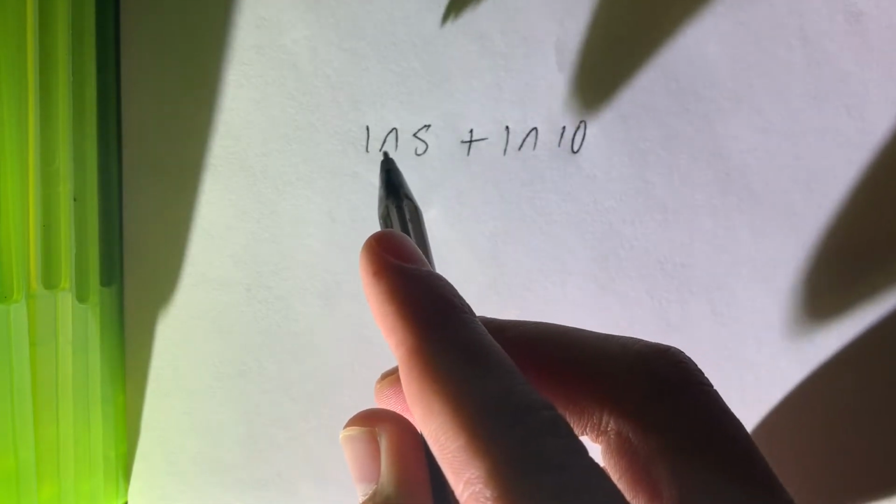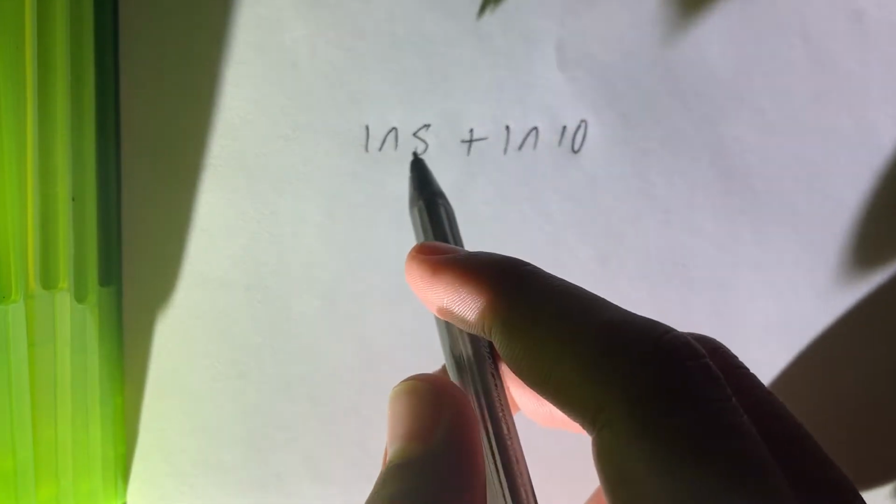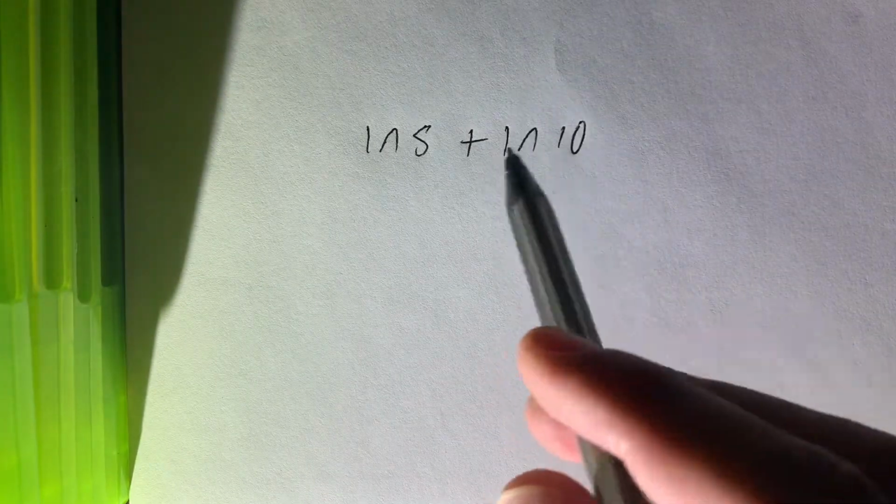So the next thing I want to cover is adding and subtracting logarithms. Now, when we have logarithms of the same base, here's what we can do. For example, say we have ln of 5 plus ln of 10. Notice how these are two logs that have the same base. They're both natural logs, but their inside term is different, and they're being added.